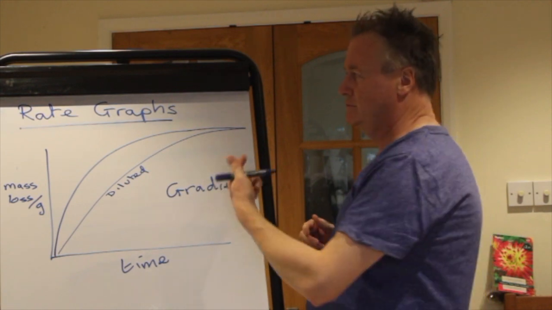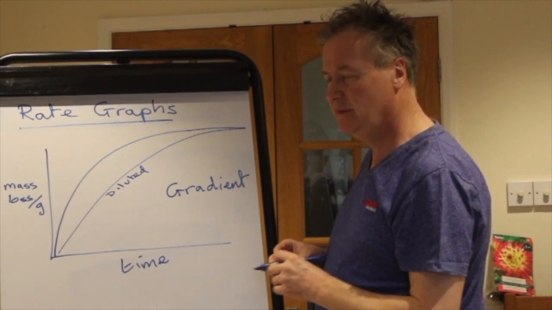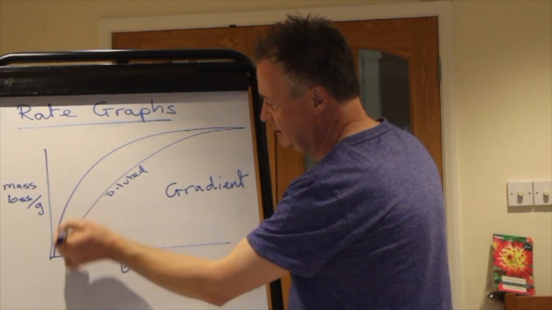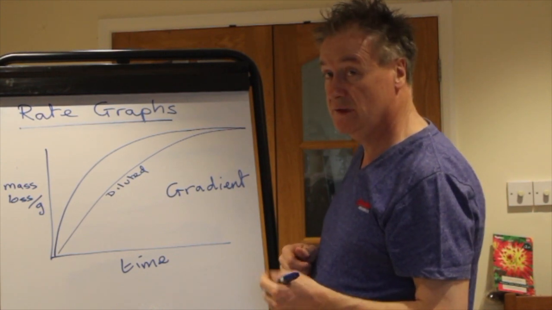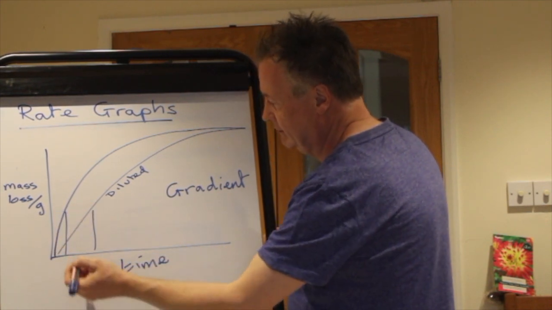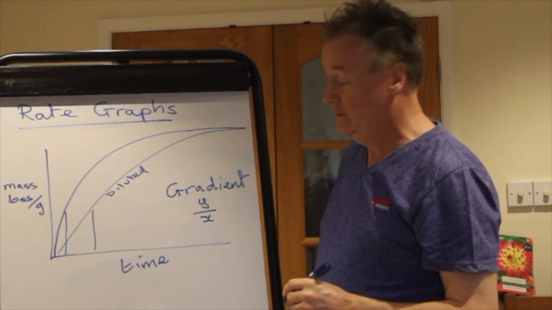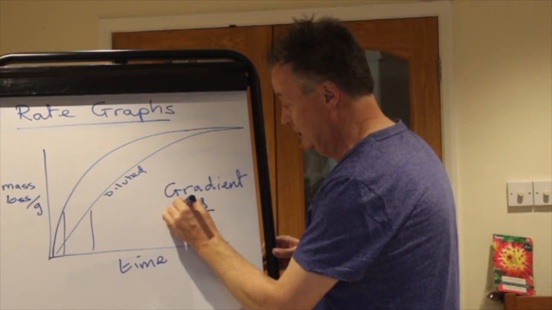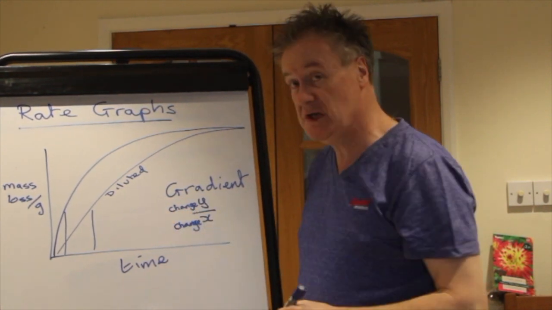Now, the good thing about these ones with calcium carbonate and acid is that it tends to be quite close to a straight line. So the straight line at the beginning makes it quite easy to measure the gradient. It's pretty much a straight line, so therefore you just literally go, oh, there's a straight line, and you do that. Y divided by x. But of course, really, it's the change of each.